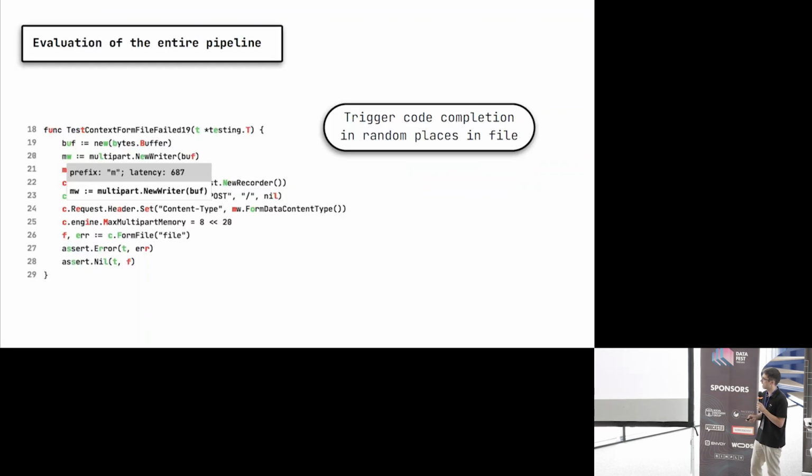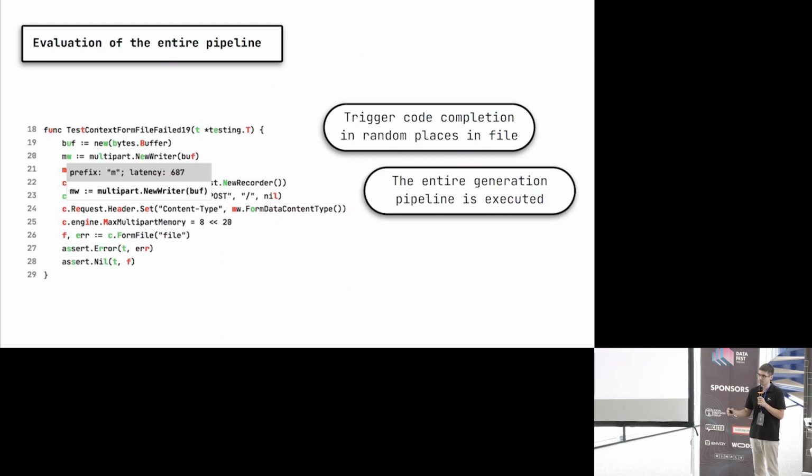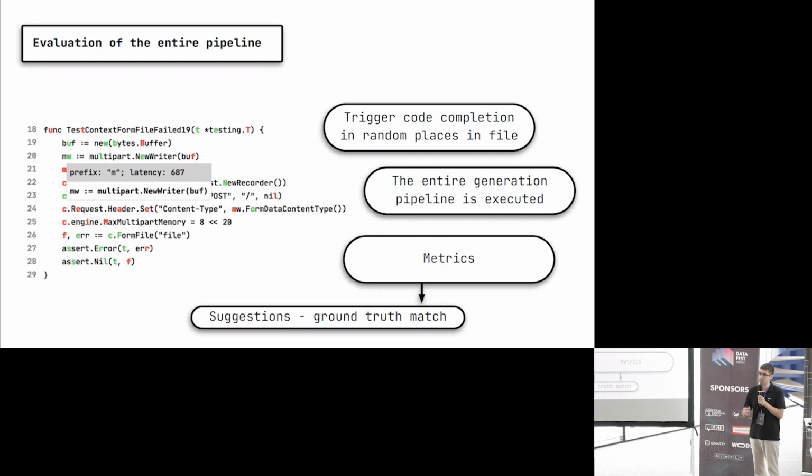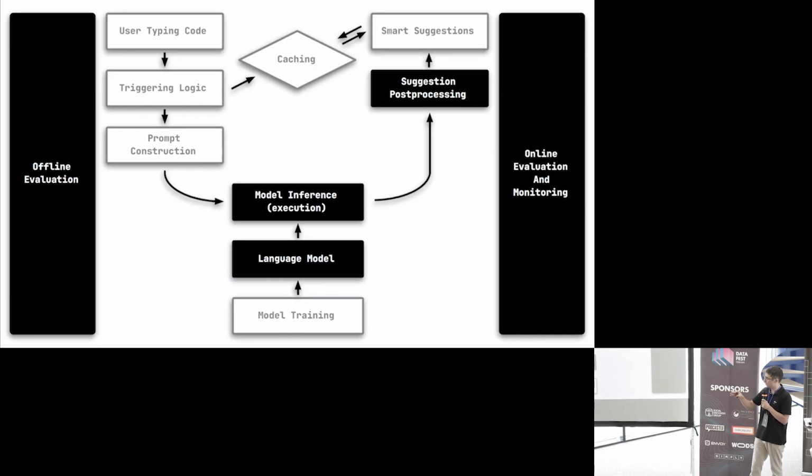To do so, we use our IDEs in a headless regime. In the IDE, we have some number of test files, and we trigger code completion in random places in a file. By doing so, the entire generation pipeline is executed. And we measure some metrics: metrics based on the match between suggested code and the ground truth code, and metrics based on latency. And using these metrics, we can do hypothesis pre-selection and proceed further to the A/B testing stage only with the best performing ones. And that is about offline evaluation.